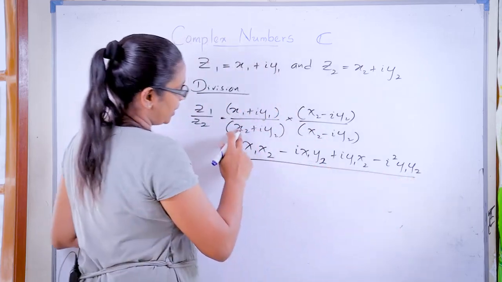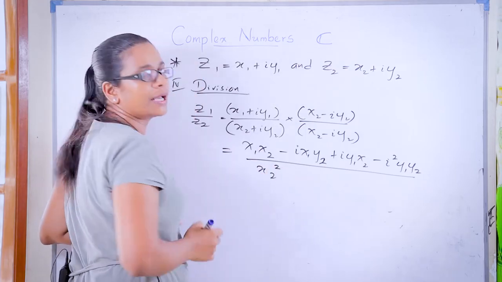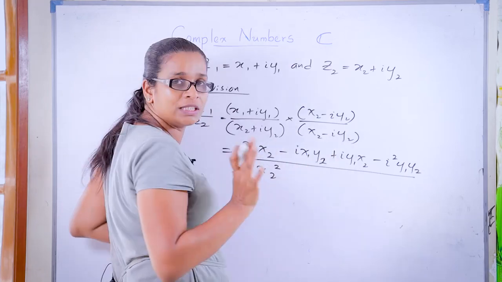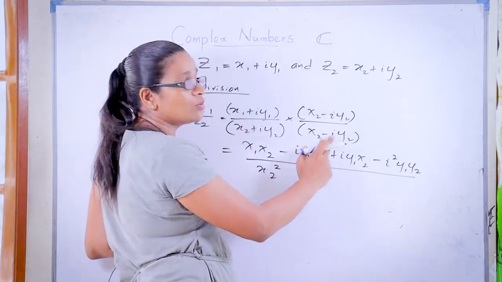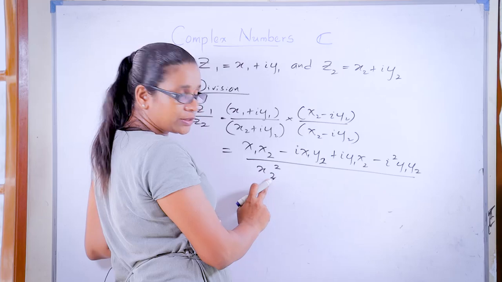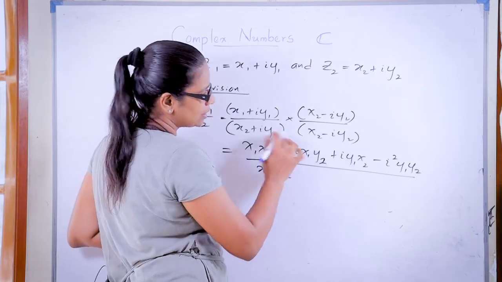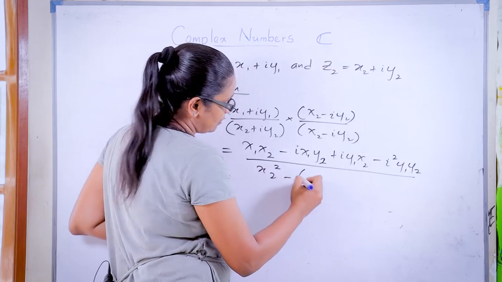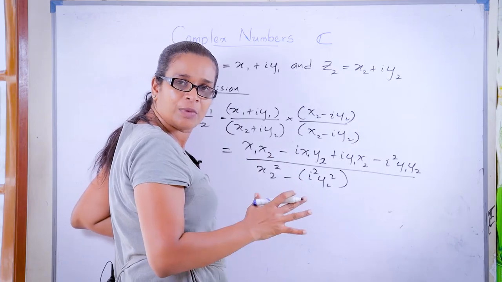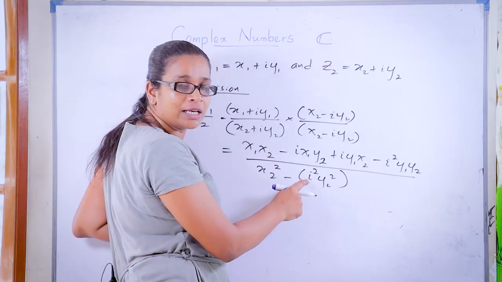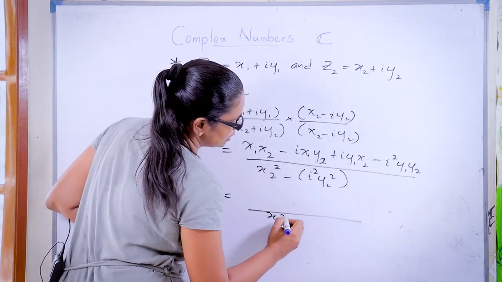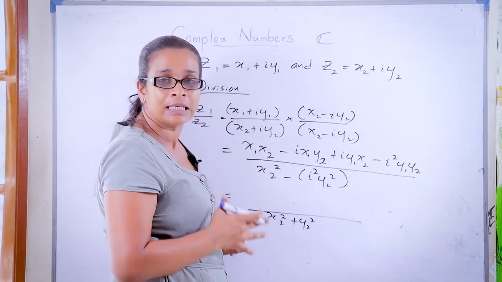And look at this one, the denominator. Multiply these two: x2 plus iy2 times x2 minus iy2, the conjugate of this one. So you can just write this as the square of the first term minus the square of the second term. When you get the square of this one, here i is squared, and i squared equals minus 1. So when you substitute minus 1 here, this one becomes plus. So you can write down x2 squared plus y2 squared in the denominator.